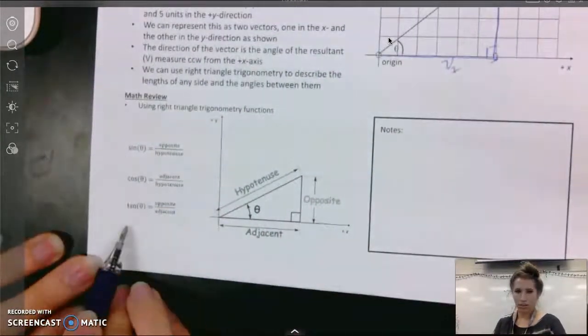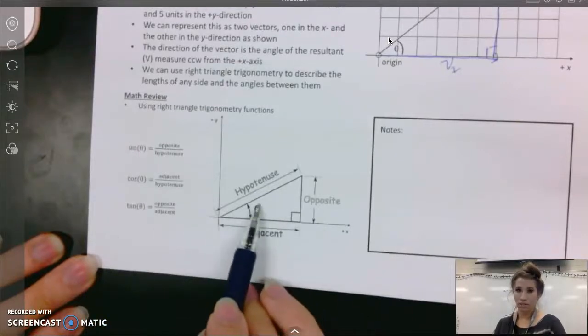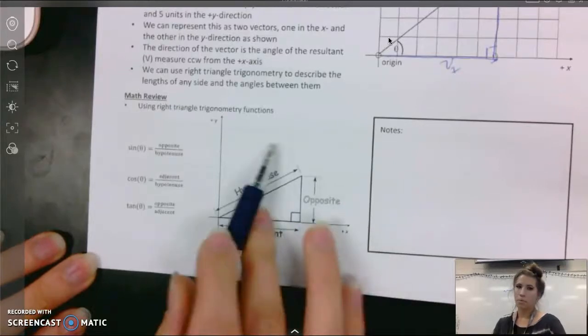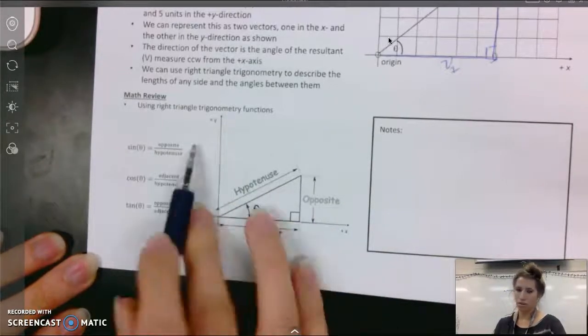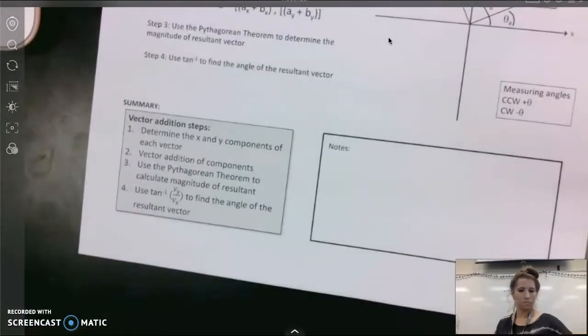Here's our trig functions, and then here's how they relate to the angle. Okay, so if you're unfamiliar with these, please take a moment to read through these and make sure you're understanding that. We're going to use it quite a bit.